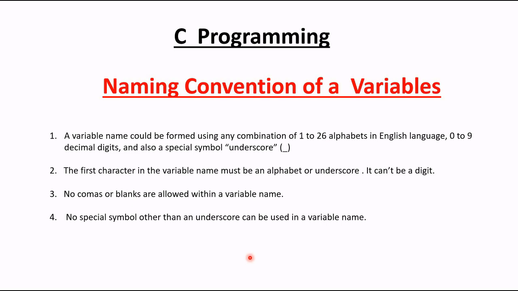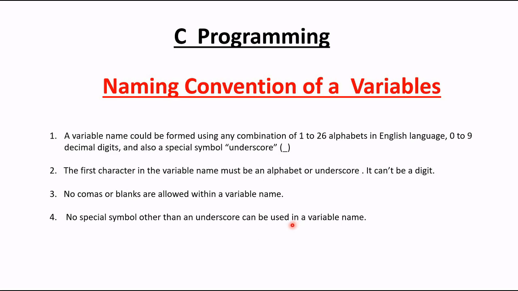So we have given a lot of variable names and run our program, but at the time of naming a variable we need to follow some rules. The first rule is that a variable name can be formed using any combination of the 26 alphabets of the English language, the decimal digits 0 to 9, and also underscore. This is one special symbol we can use. The first character in the variable name must be an alphabet or underscore. It can't be a digit. No commas or blanks are allowed within a variable name, and no special symbol other than underscore can be used in a variable name.